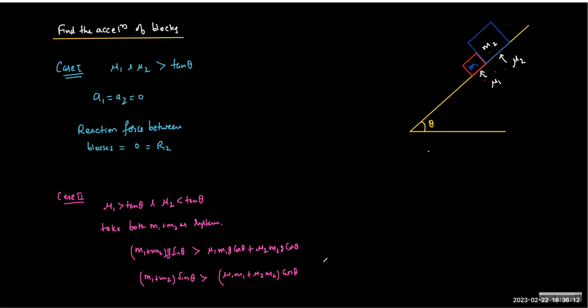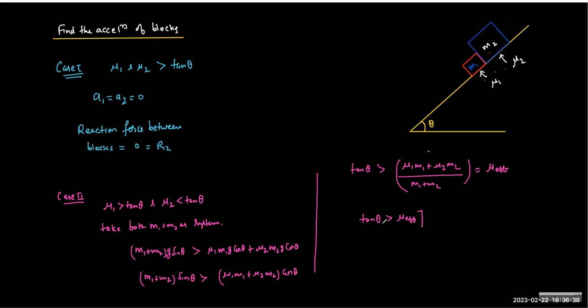Into cos theta, which will imply tan theta exceeding the weighted average of the frictional coefficients. This is the weighted average, right? And we call this mu effective, which is a very nice way of writing. Which means if tan of the angle of the plane exceeds the effective value of mu, then it will again slip down.